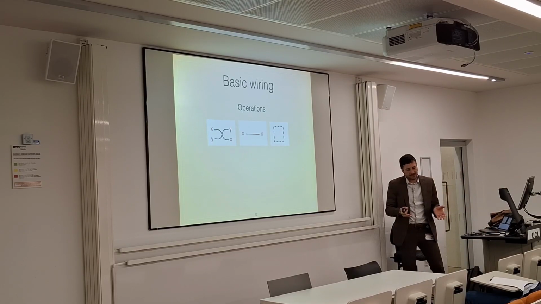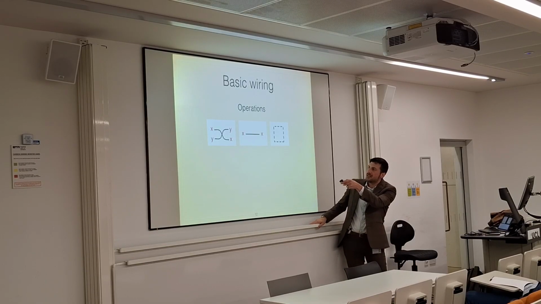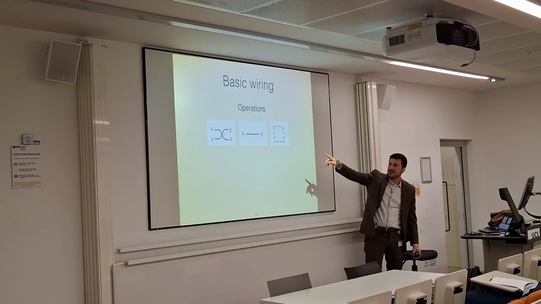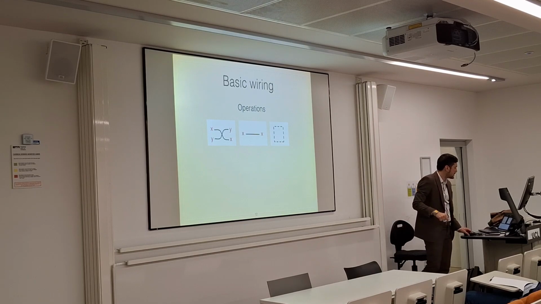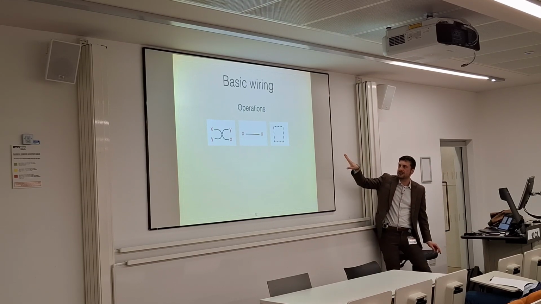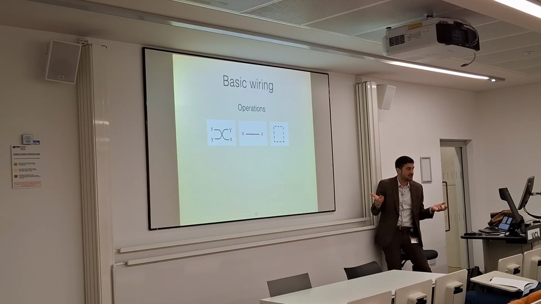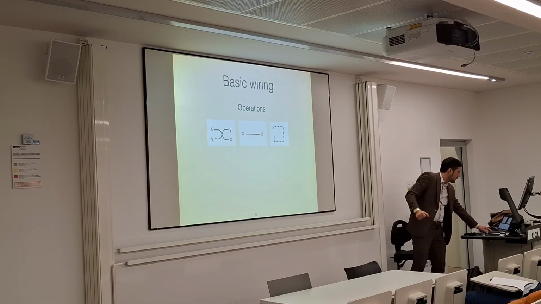This is the intended semantics, okay? The first one swaps two elements, so you see that x goes down and y goes up. The second one is just an identity wire. It moves x left to right. And the last one, I could have written just nothing. I put this dashed line just to say this is like the empty diagram. It has 0 ports on the left and 0 ports on the right.